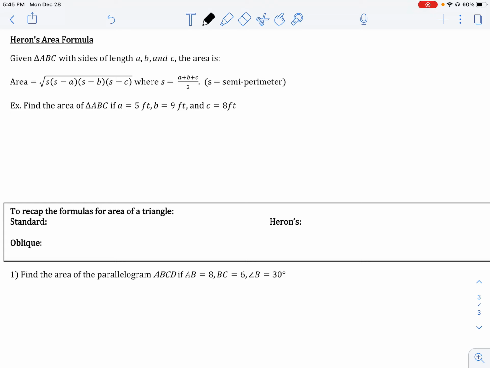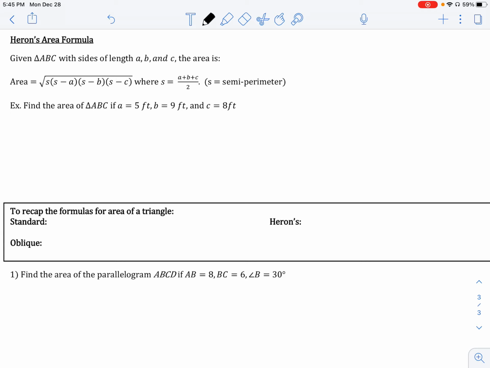But it's really not super critical for us to be able to know the proof in order for us to find areas of triangles using this formula. So all it is simply the square root of S. And what S is, is the semi-perimeter, or the perimeter divided by 2, half the perimeter. It's the square root of S times the difference of S and all of the side lengths.